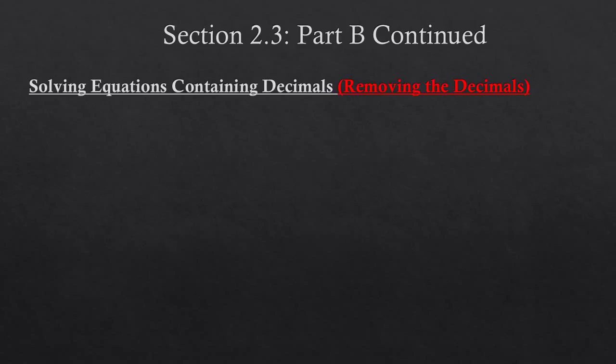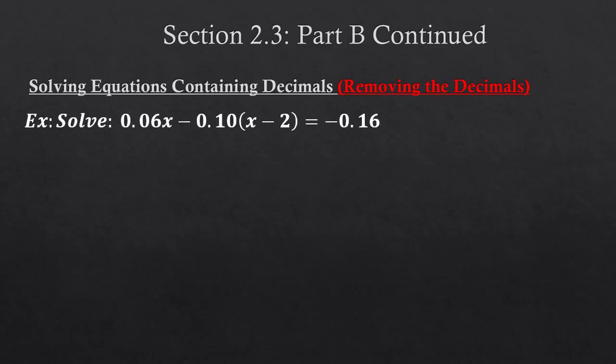Solving equations containing decimals. Removing the decimals, basically. Okay. To remove decimals, you observe the decimals within the problem, and you count the number of decimal places within each decimal. If they all have the same amount of decimal places, then every decimal will be moved that many times. As you can see, 0.06 should I say, and 0.10 and 0.16 all have 2 decimal places behind the decimal, which means each one of those decimal numbers will be moved to the right twice.